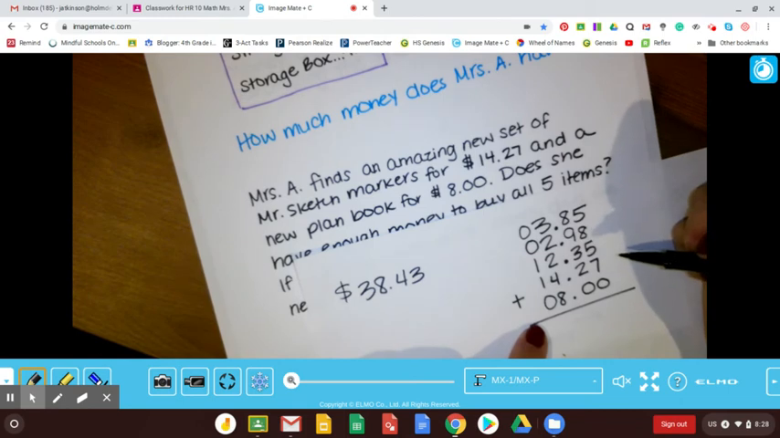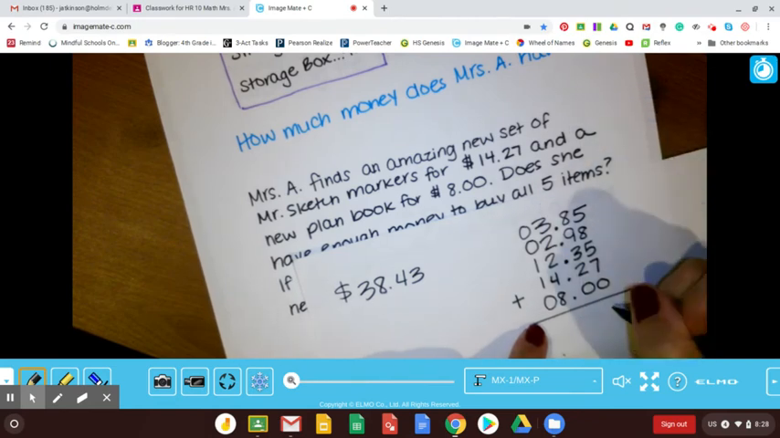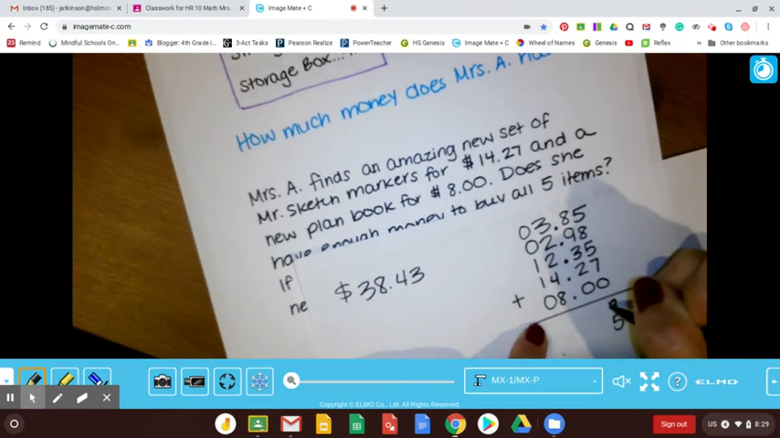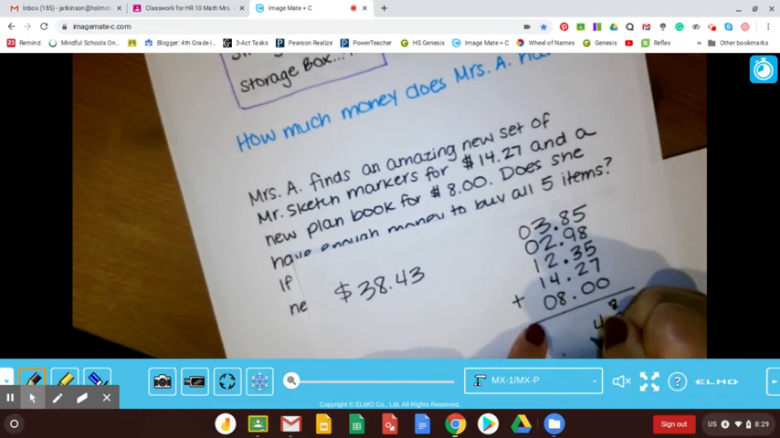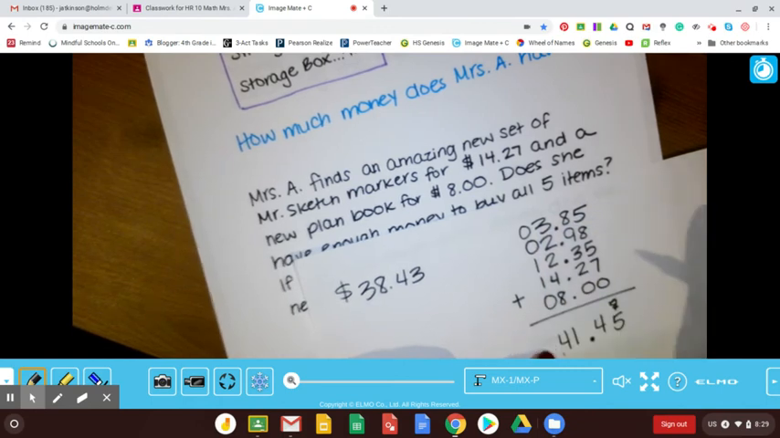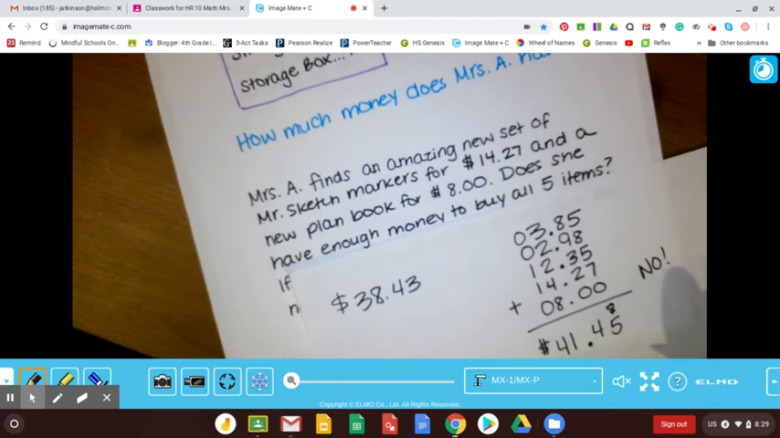So you should be doing this at home. You can pause the video if necessary. And when I add all of this up, let's see, where am I here? Sorry, 5, 4, and, all right, now I could have made a mistake, but I think that is correct. So hopefully you got the same thing at home. $41.45. So does she have enough? No, right? She does not have enough.